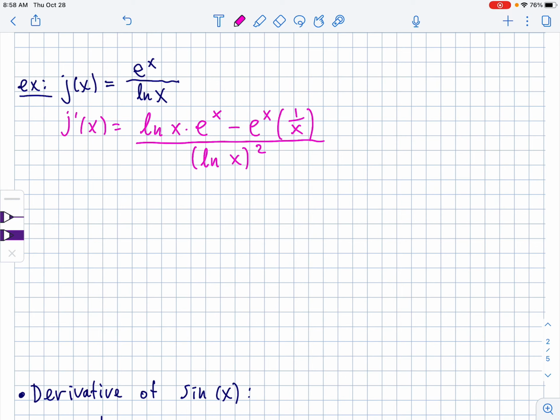Now, how much cleanup do we need to do here, book? Not a ton, really. They factor out the e to the x from both these terms, so it looks like this, but I don't know if that's absolutely necessary. So the e to the x would be on the outside, and then you get ln x minus 1 over x, and this is all over ln x squared. I don't know if that's absolutely necessary to factor out the e, but you could. Sure, go for it. Help yourself.